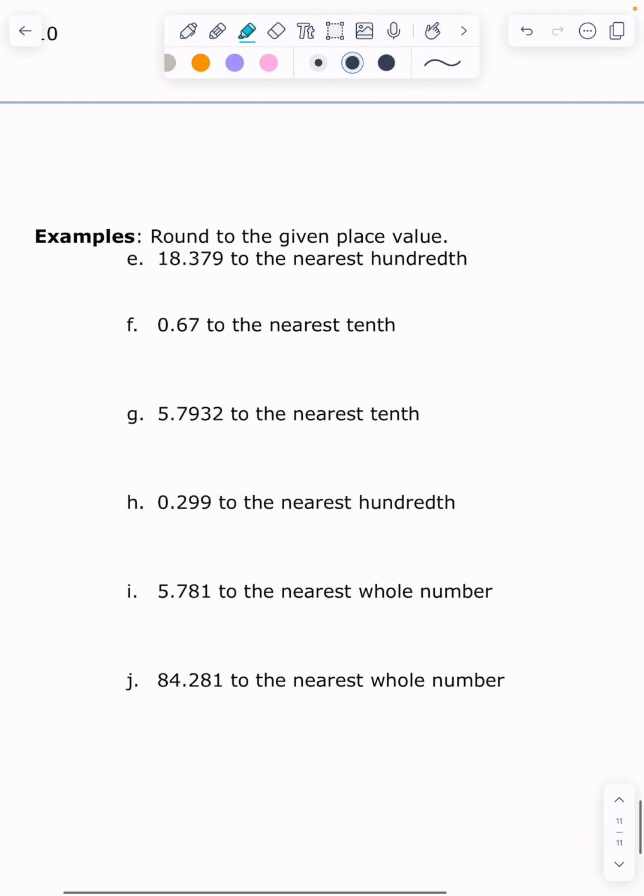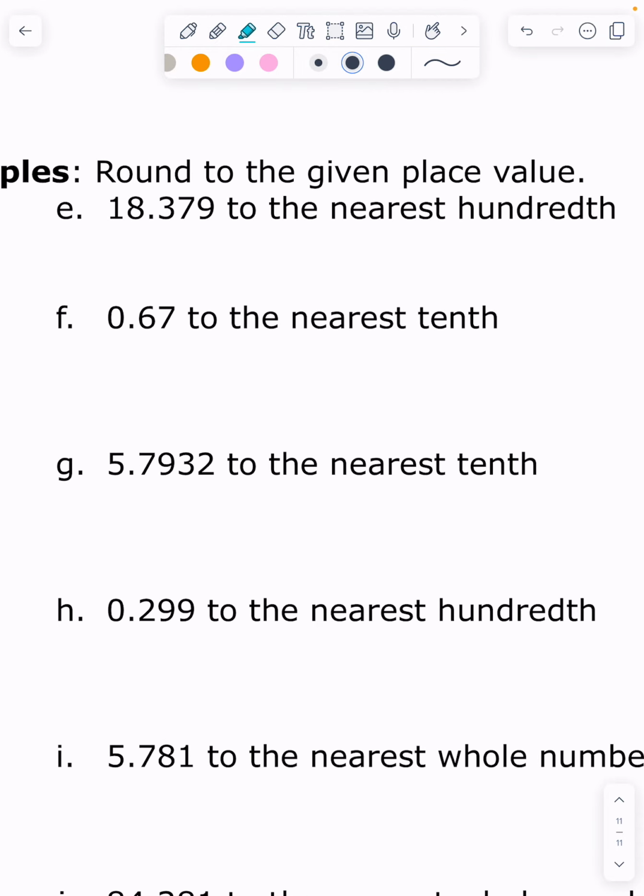All right, here's some examples. We're going to round 18.379 to the nearest hundredth. So we're going to underline our place value and then put an arrow to the one next to it. Is 9 greater than or equal to 5? Yes. So we're going to write it as 18.38. The 7 gets bumped up to 8.